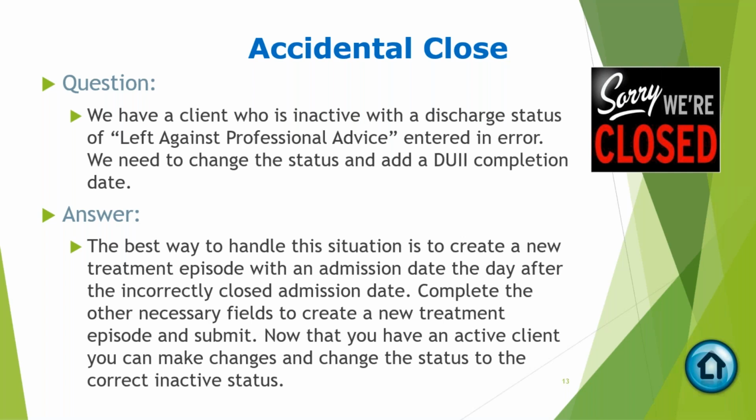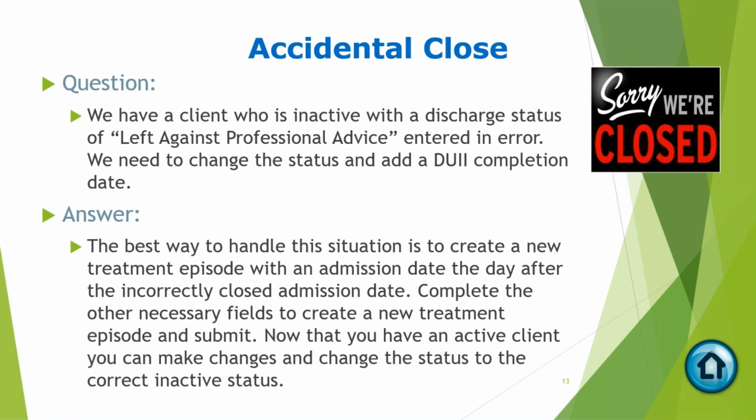Because we know that if it's left against professional advice and just changes into completed, that is possible, but you can't make any changes to any of the data in the treatment episode or any of the screens that are out there. The inactive treatment status can be changed, because it can be requested to stop the program, or they went to jail, they were deceased. There's a whole bunch of inactive statuses, but you can't change anything else. So what do you do when you realize that you accidentally changed the wrong one and closed the wrong one?